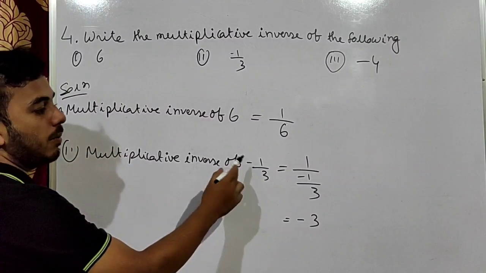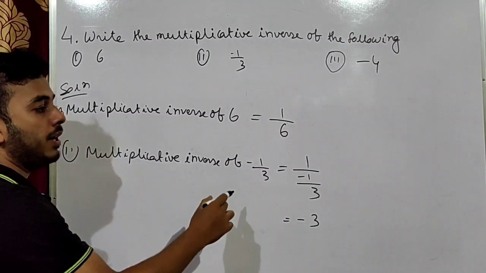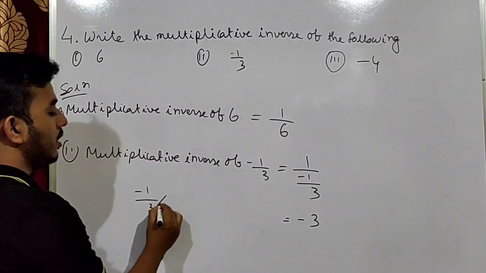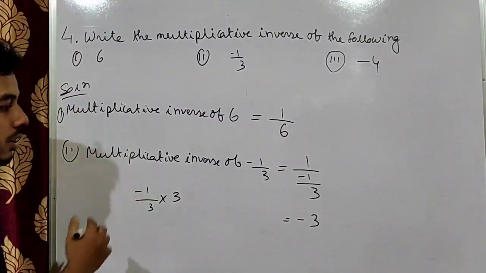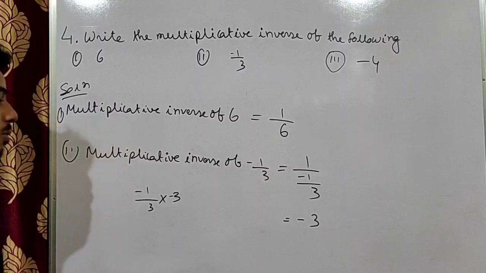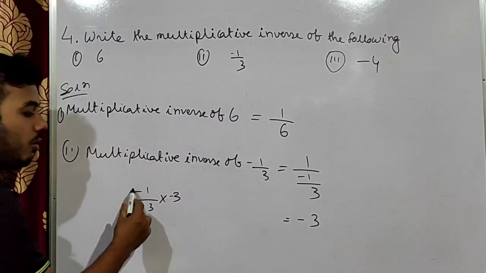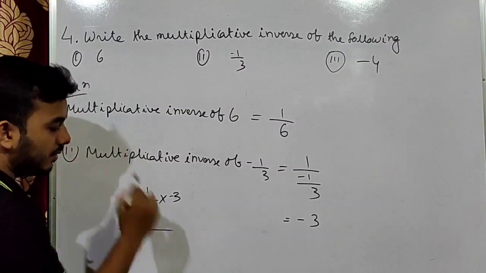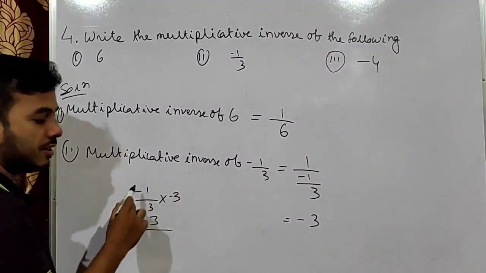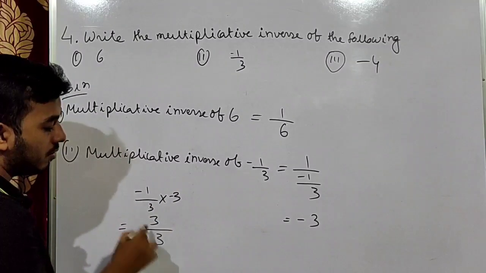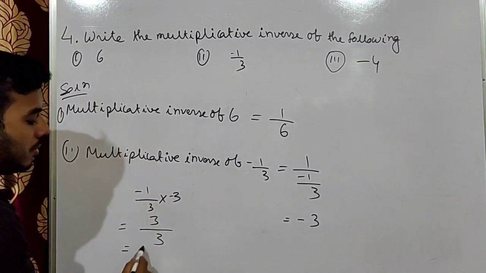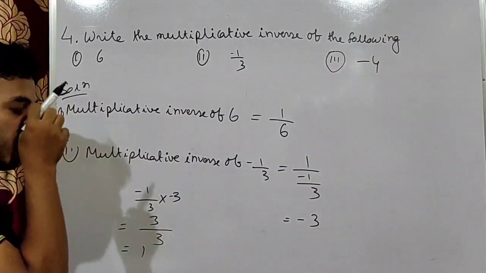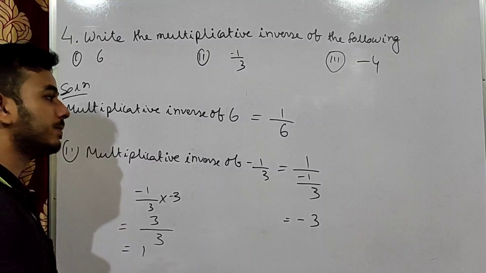So now look, if we multiply minus 1 by 3 with minus 3, the result will be what? Now numerator into numerator, it is how much? 3. Now as it is minus minus, it will be plus, right? And denominator is also 3. Now 3 divided by 3 is what? 3 divided by 3 is 1. So that means our multiplicative inverse of minus 1 by 3 is minus 3.